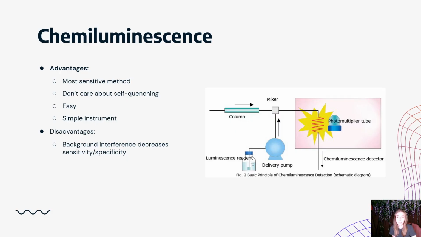You don't have to care about self-quenching. It's also a pretty easy method. It's very straightforward. It's a very simple instrument. The instrument looks almost exactly like a spectrophotometer, but it has a photomultiplier tube instead of that basic photocell that we were talking about at the beginning.